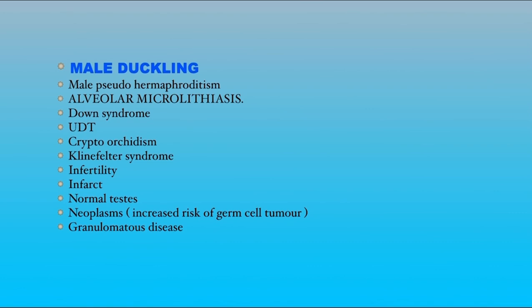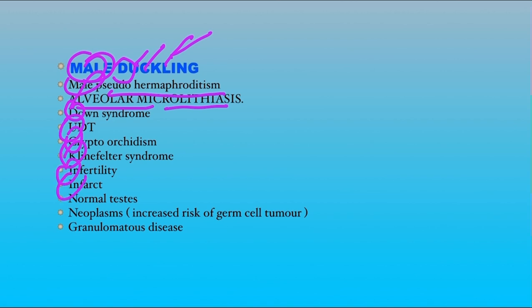Next mnemonic is male duckling. So male stands for male pseudohermaphroditism and AL for alveolar microlithiasis. Again, D stands for Down syndrome, U for UDT, C for cryptorchidism, K for Klinefelter, I for infertility and infarct, N for normal testes and neoplasm, and G for granulomatous disease.